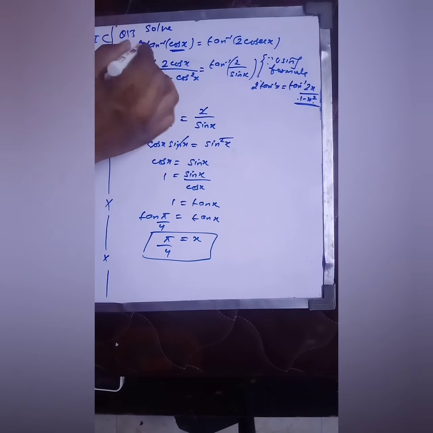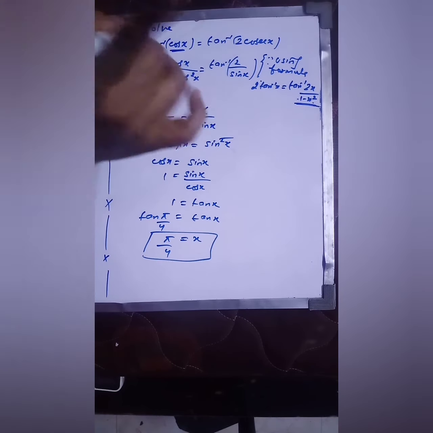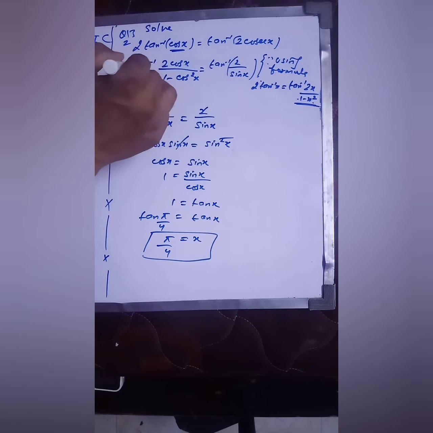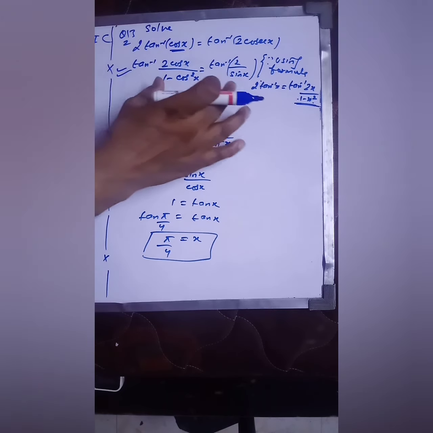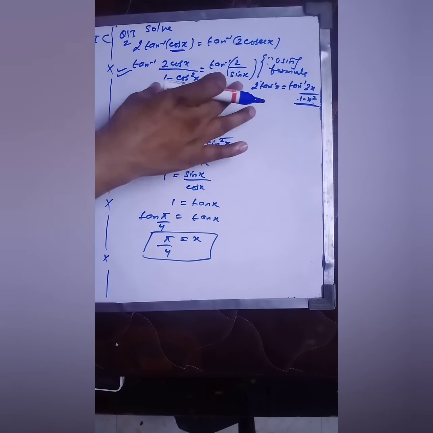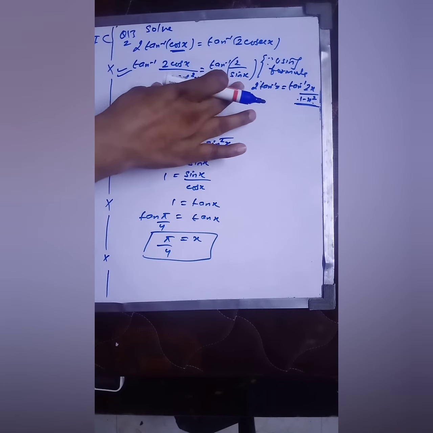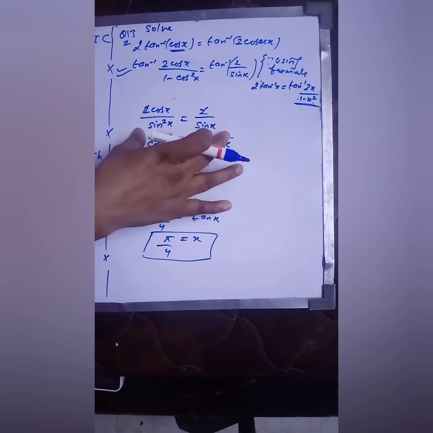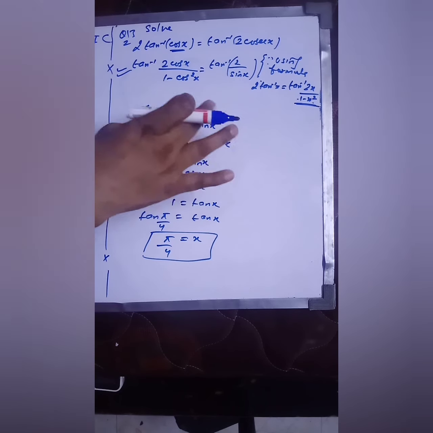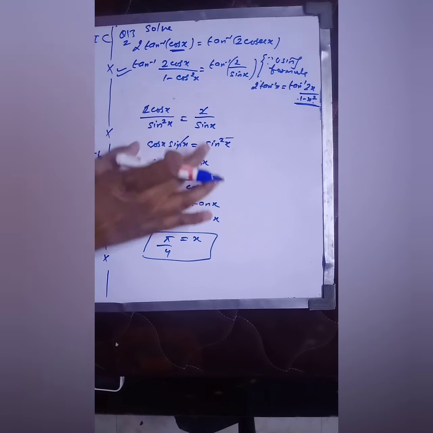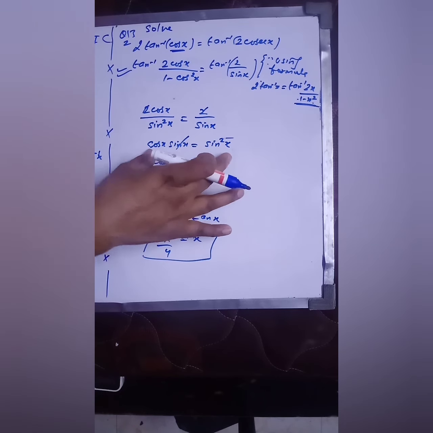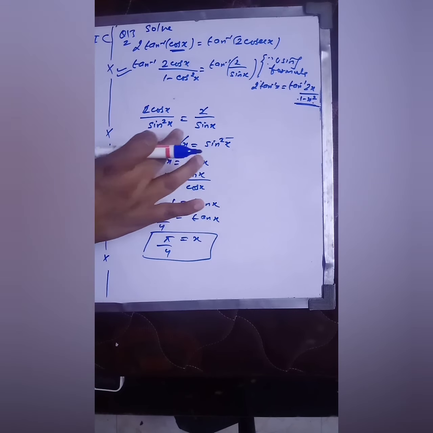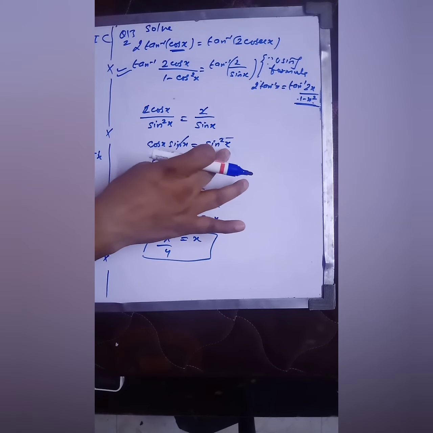So you cannot cancel these two tan inverses. Please remember that we cannot cancel these two. Here we will compare the angles. So your angle will be this. 2 and 2 will cancel out, and then you have to cross multiply. After cross multiplication you will get this step, and this sin x will cancel out with sin square x.